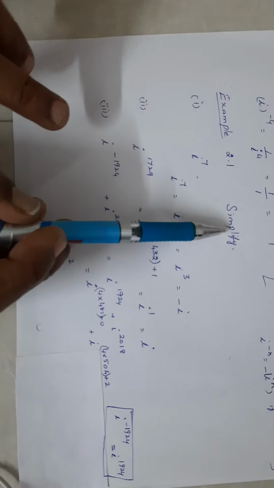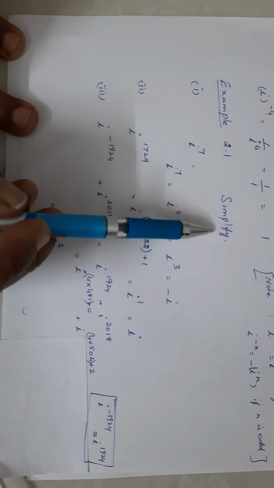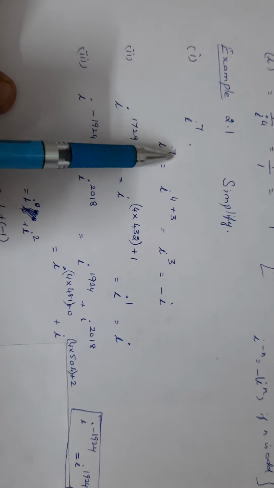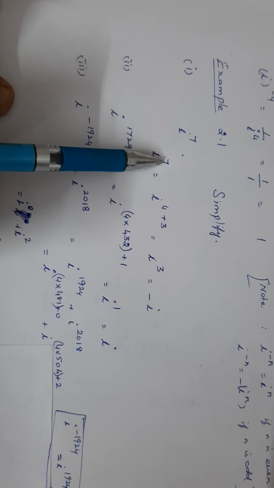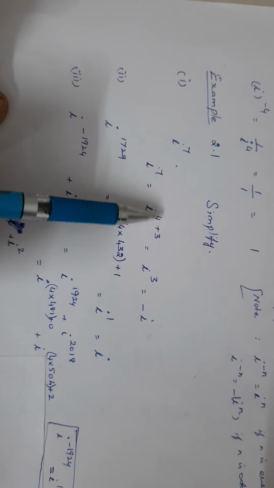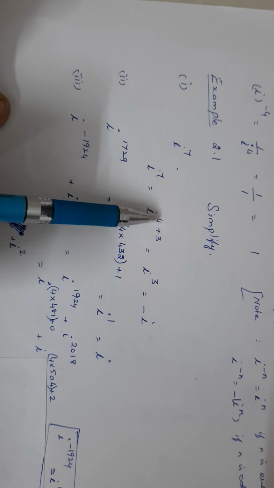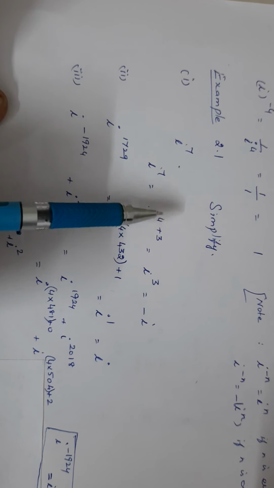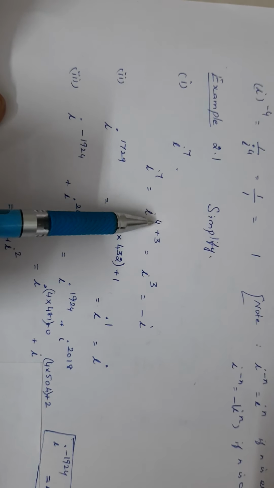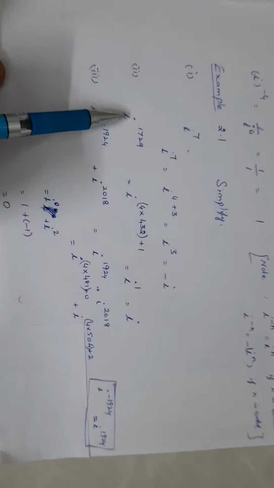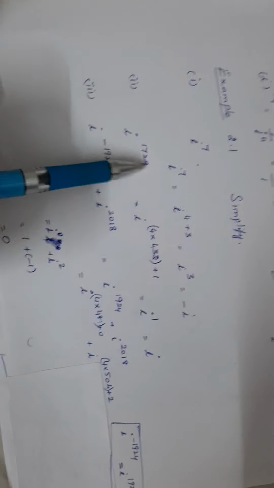Example 2.1: how to simplify, that is, to find out the answer. First problem is i power 7. What is the step? You have to take the power 7 and divide it by 4 and find the remainder. So it is 4 plus 3. Then we can split i power 7 into i power 4 and i power 3. i power 4 is always equal to 1, so you can skip it and take the remainder, i power 3. i power 3 is equal to minus i. That's all.